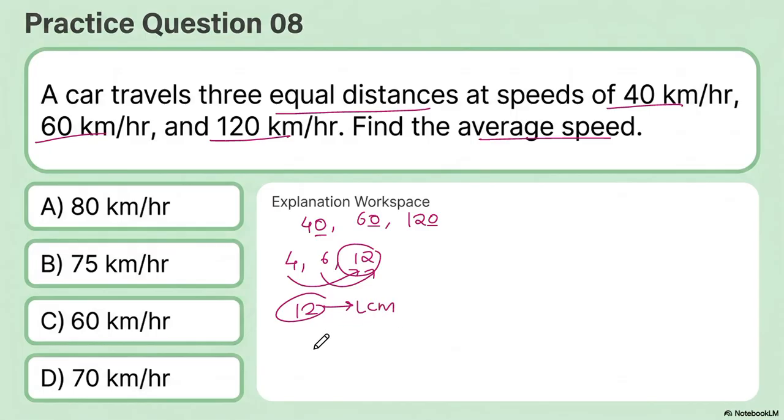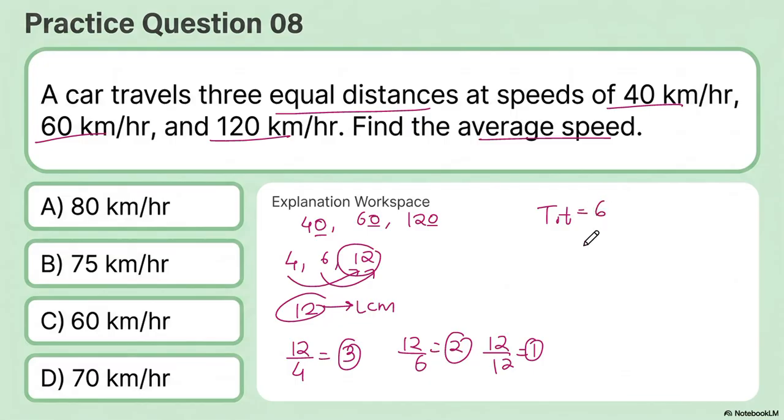Next step, find out the time. You can take the 0 after that. So 12 by 4, which is 3. Then 12 by 6, which is 2. And 12 by 12, which is 1. Okay, the 0s will get cancelled. So if we add up the numbers 3 plus 2 plus 1, total time is 6. 3 plus 2, 5, 5 plus 1, 6.